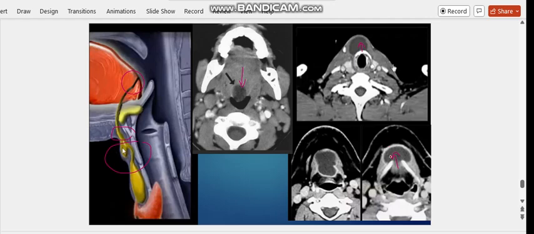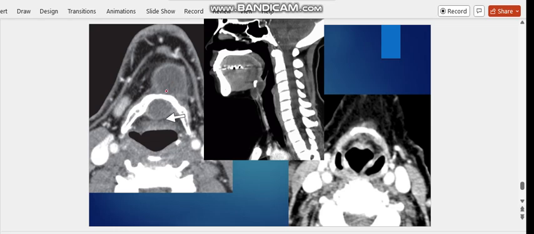You will notice that the thyroglossal duct cyst is not just anterior, but anterior and just inferior, as you can see here. The thyroglossal duct cyst here is anterior and just inferior to the hyoid bone. Here, this is the hyoid bone, and this is the thyroglossal duct cyst anterior and inferior to the hyoid bone.